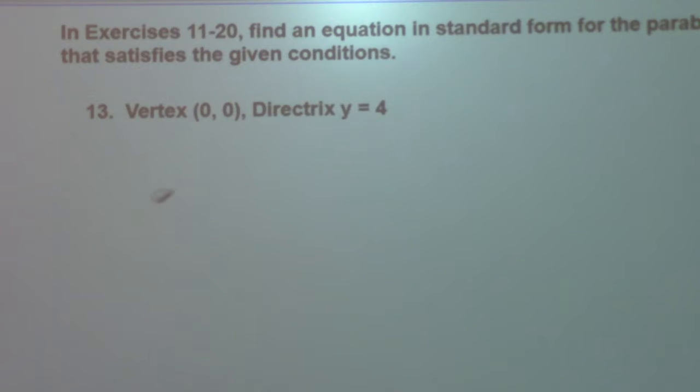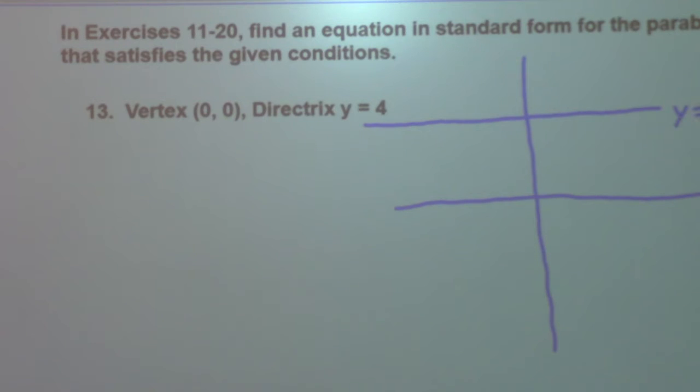Let's do an example now. Here we've got our vertex of (0, 0) and our directrix y equals 4. So up here is our directrix, y equals 4, and our vertex is right here at (0, 0).